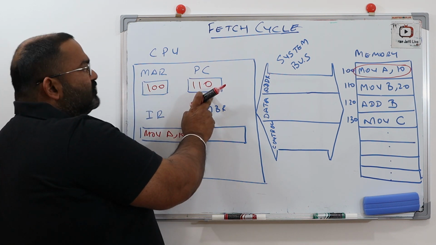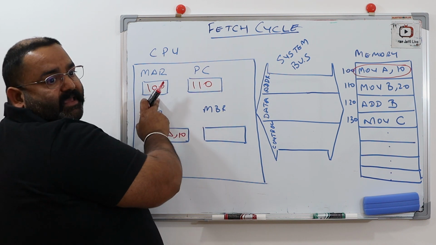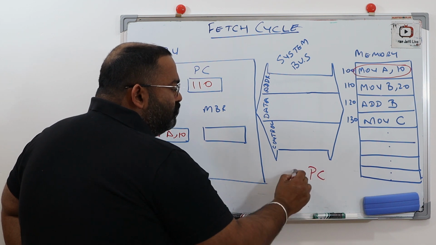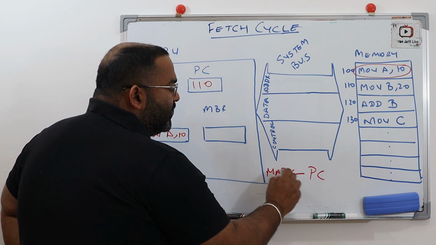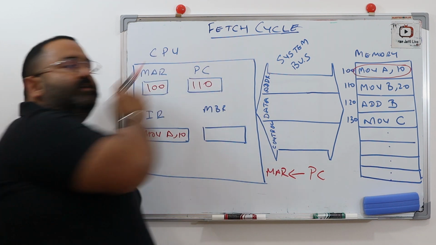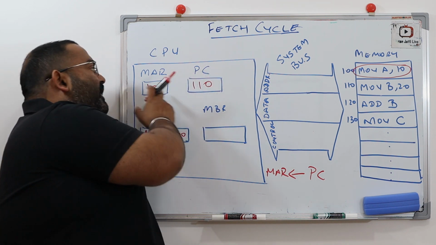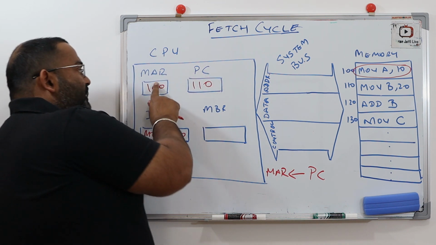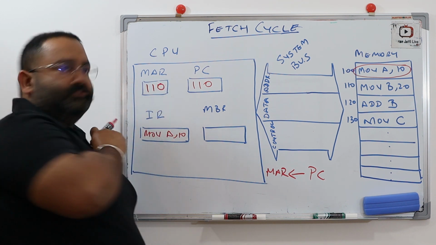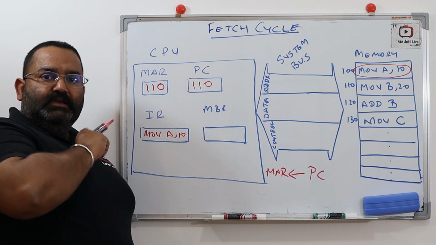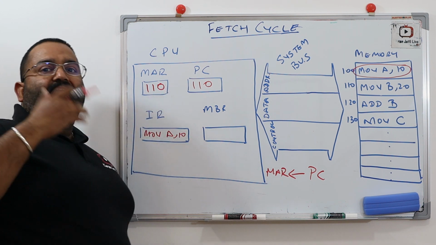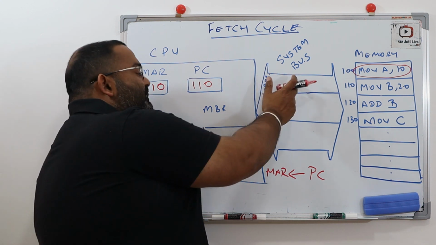Move the contents of the program counter to MAR. Whatever is in the program counter, move it to MAR. Now guys, what is in my program counter? 110. I move it to MAR. So what comes in my MAR? 110 comes in MAR.